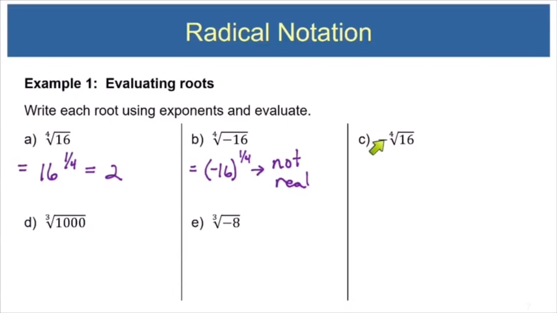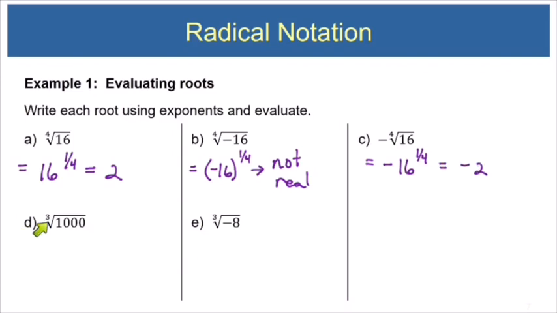Here we have the negative 4th root of positive 16. So this index and this radical are only applying to the 16. Notice the negative is outside. When I write this in exponential form, it's going to be negative 16 to the 1/4. Because there are no parentheses, I know that the 1/4 only applies to the 16, not to the negative that was outside. So now we need to evaluate this, and we know that the 4th root of 16 is 2, so we would say this is negative 2.